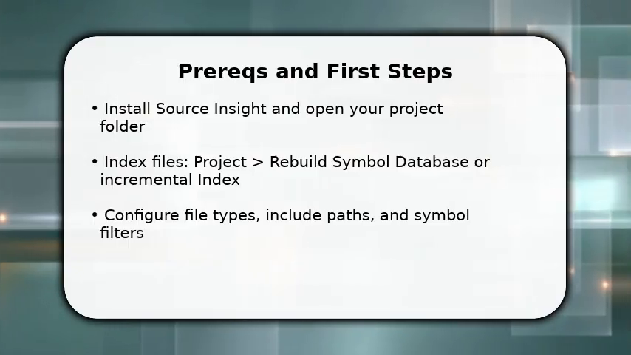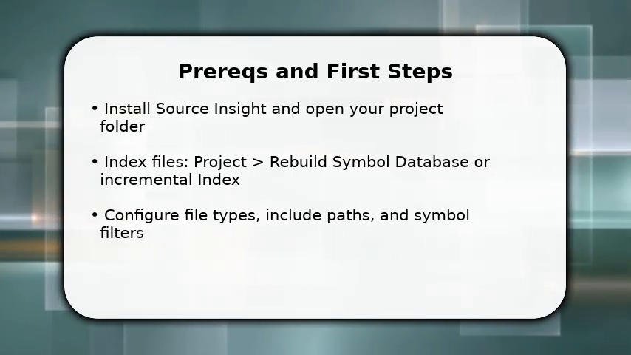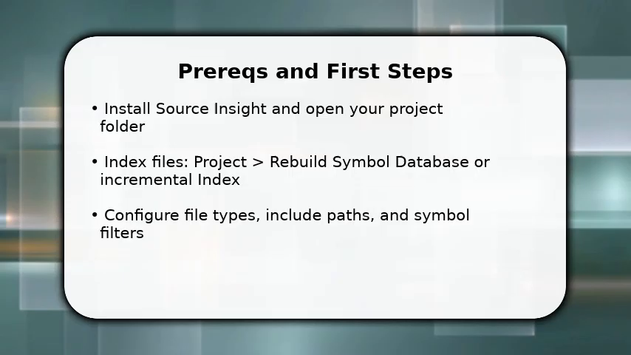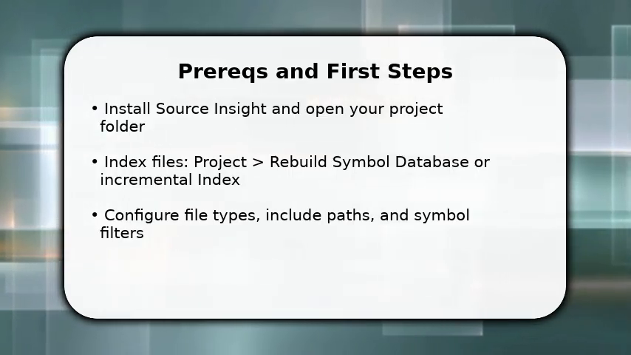You have Source Insight installed and your code at hand. Start immediately by adding the project folder. Once done, trigger a full index so symbols populate. This gives you instant cross-references.